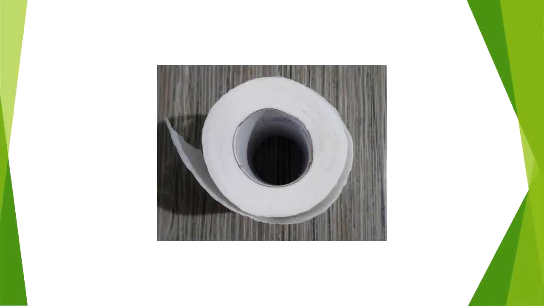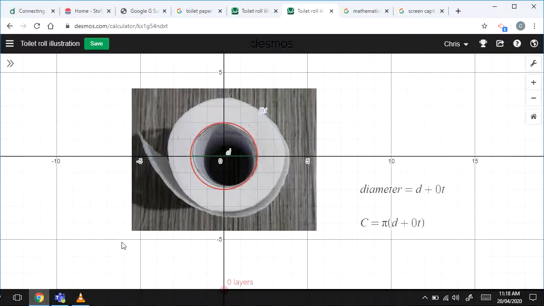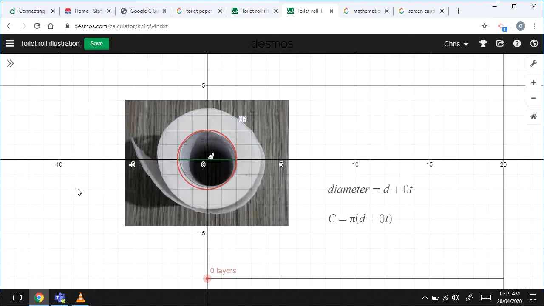So let's take our roll of toilet paper for example. Look at the roll end on, and you can see some shapes that we're already very familiar with. It's much easier to see this if we use a graph. So here's the same roll of toilet paper, but put underneath a Cartesian plane using Desmos. The first thing we can see is the circle in the middle, the cardboard roll. Now circles are good. We know things about circles.